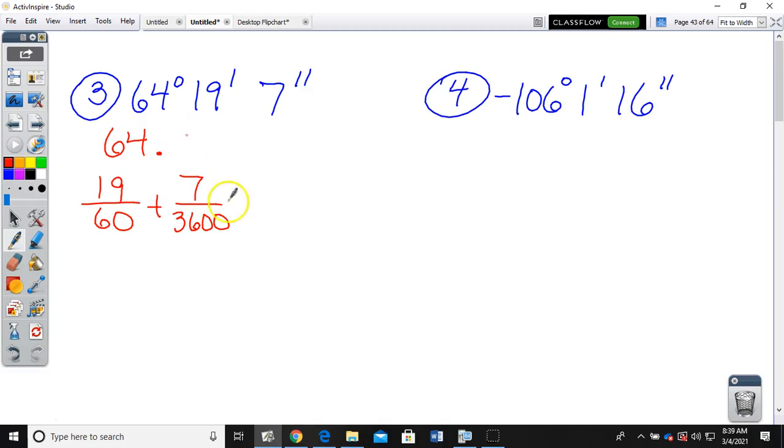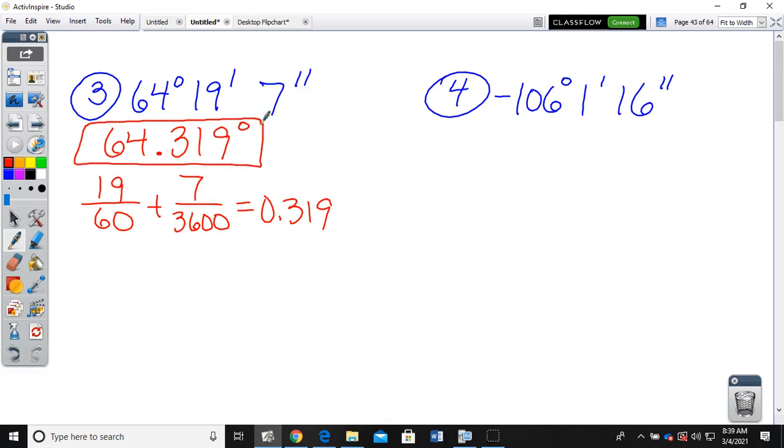0.319. And add it to your 64. And you're done. Nice, quick, and easy.